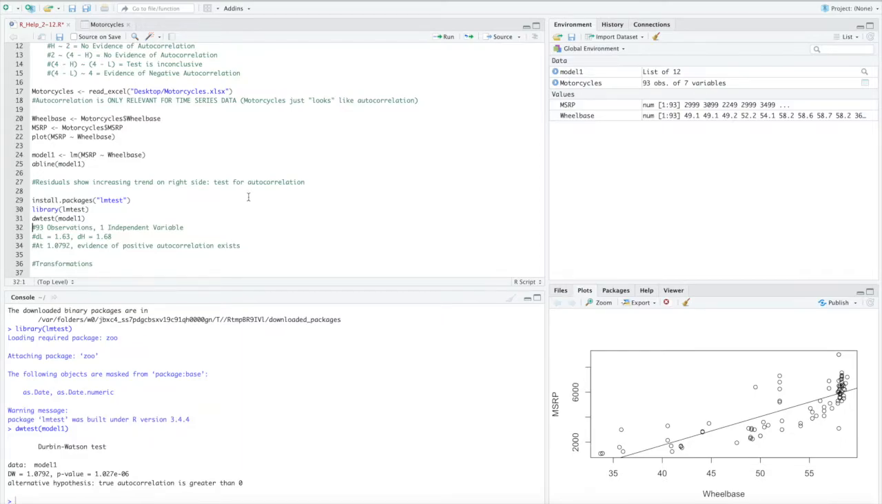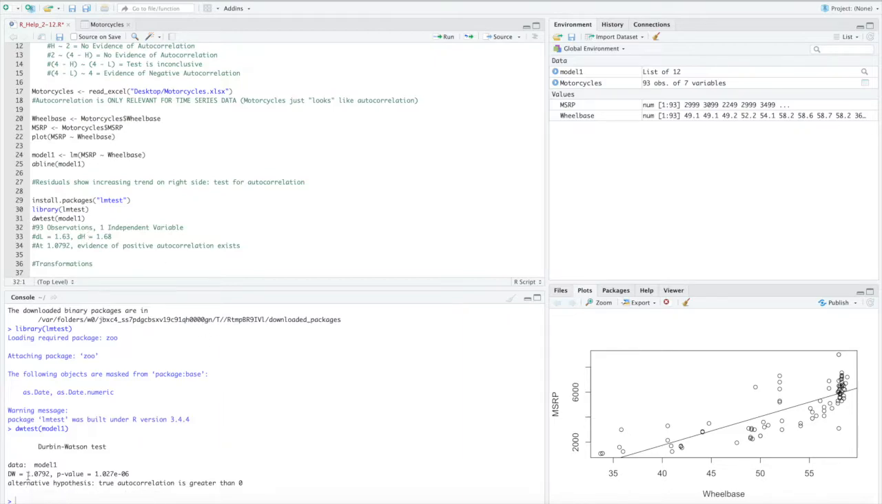And what we see with this data set is we have 93 observations, so that would be n, and then we have one independent variable within our data set, and that would be wheelbase. So when you read the table, you'll find the two critical values for where you have 93 observations and one independent variable. And you find that the two critical values that you get are 1.63 and 1.68. So 1.63 is going to be your low critical value in this case, and 1.68 is going to be the high critical value in this scenario.